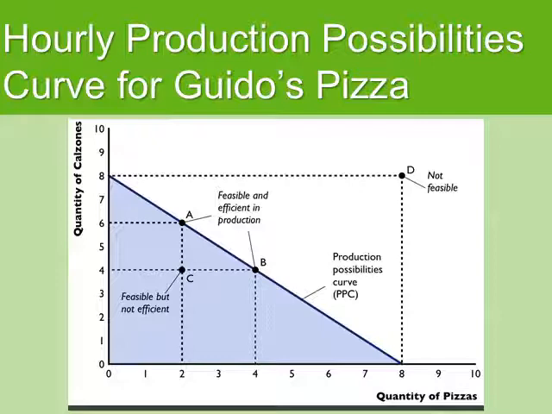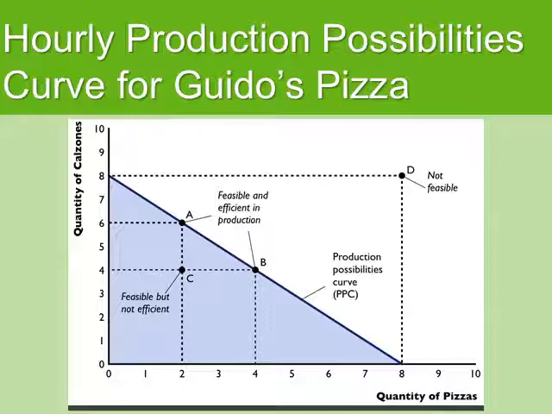But can they produce 5 pizzas and 5 calzones? Look at the graph. Notice that this lies to the right of the production possibilities curve. Anything to the right of the production possibilities curve cannot be produced. Why? Scarcity. They would need a larger kitchen or more workers or some other resources to get that production level.